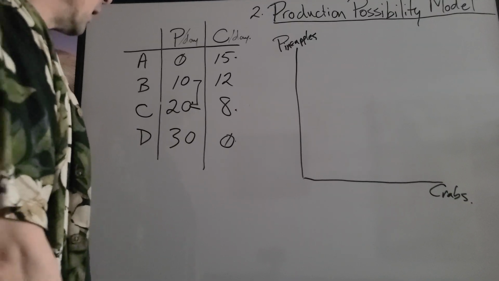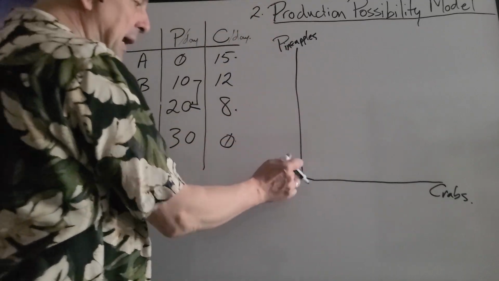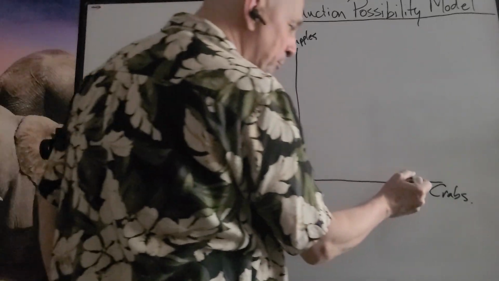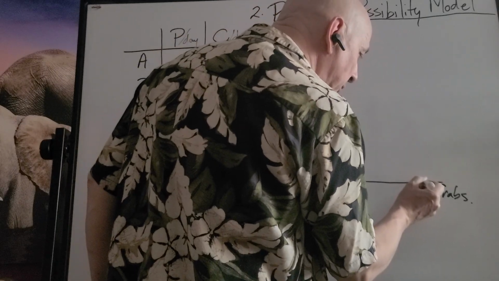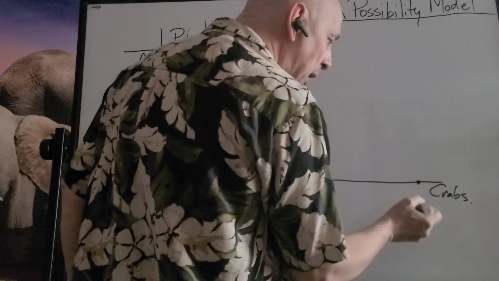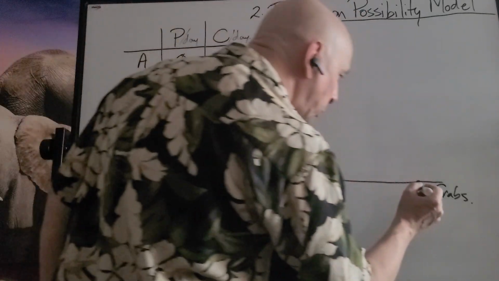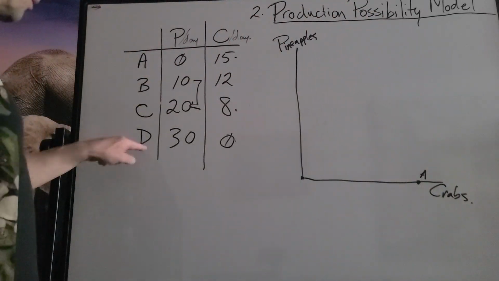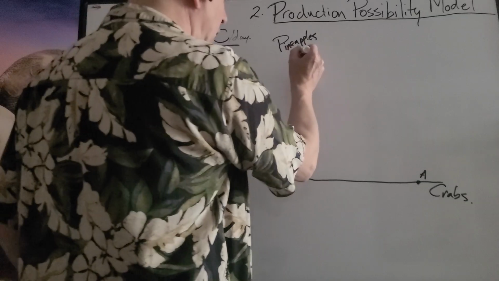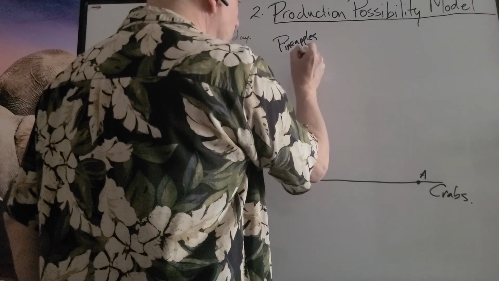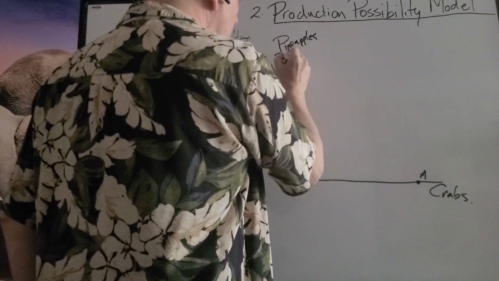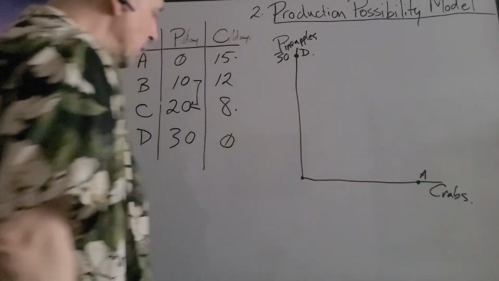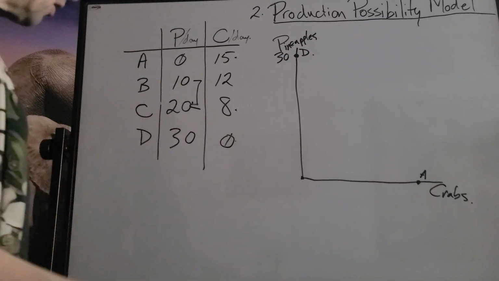So at the point where our pineapples are 0, our maximum production of crabs is going to be 15. Right? So we can plot that point. That's point A. We can plot point D here by finding our y-intercept here. So that's 30. And this is point D. Right? And then we've got our other 2 points.